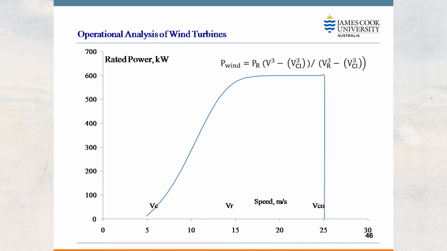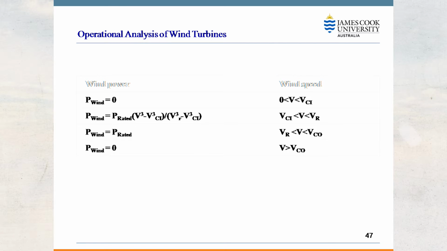moves on this curve. And rated wind speed is when the wind speed is equivalent to the rated wind power, then the wind turbine can produce its rated power, whatever it is, 5 megawatt, 10 megawatt, and so on. So in order to bring that curve into a mathematical equation, when wind speed changes, this formula will be used.